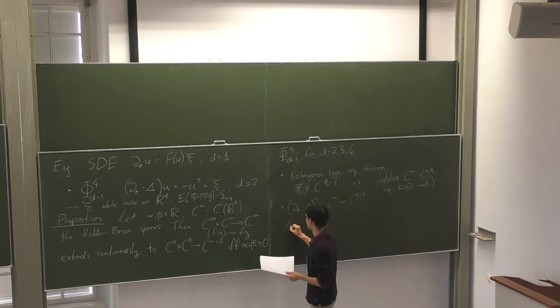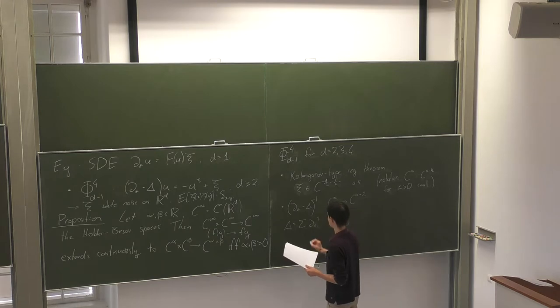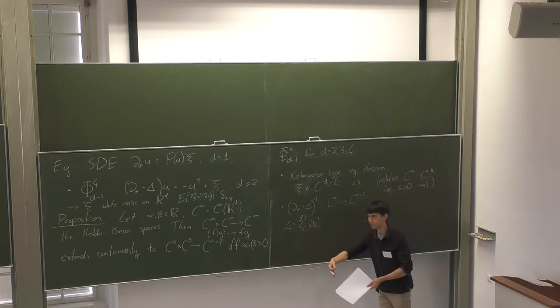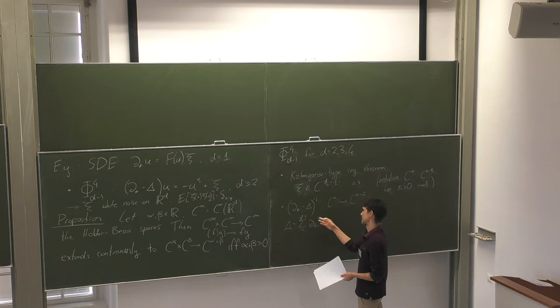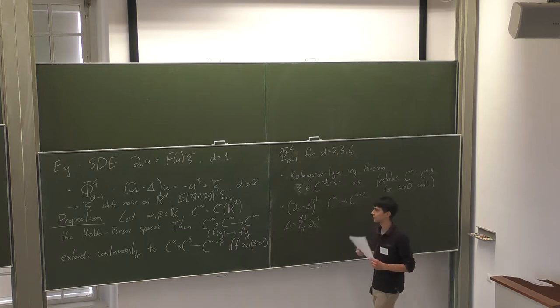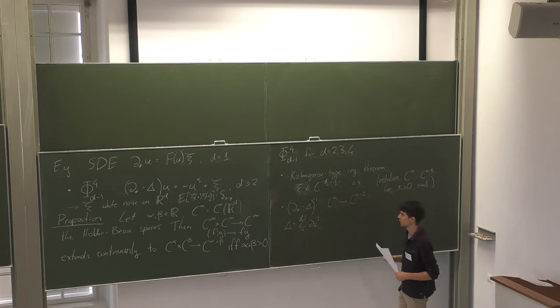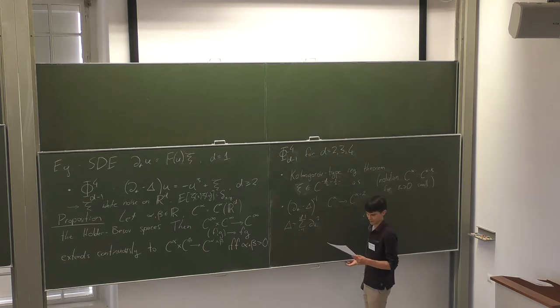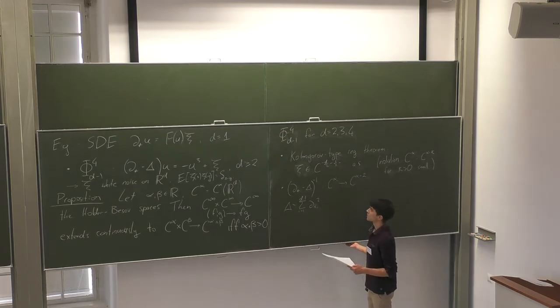So the Laplacian, I should make this explicit as well. So it's an operator of this form. So it takes two derivatives of your function. And because it's of a coercive type, you'll gain two derivatives back when you take its inverse, and likewise for time. Okay.